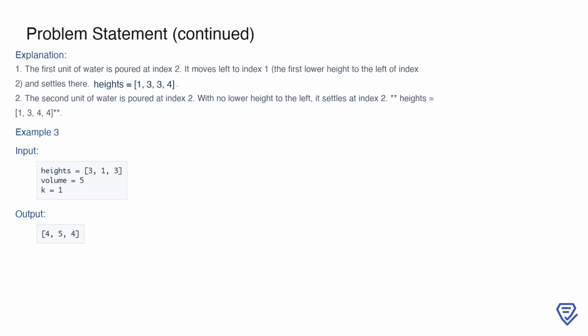In the second example, the terrain is represented by the array 1, 2, 3, 4, the volume of water is 2, and the water starts pouring at index 2. When the first unit of water is poured, it moves left to index 1, as that is the first lower height compared to index 2. After settling there, the heights array becomes 1, 3, 3, 4. When the second unit of water is poured, there are no lower heights available to the left of index 2, so the water settles at index 2 itself. The final heights array becomes 1, 3, 4, 4.